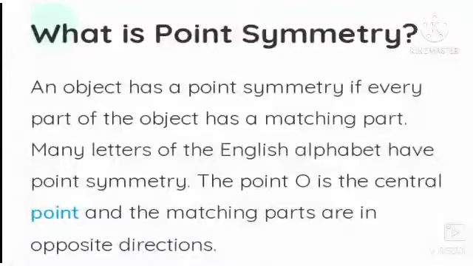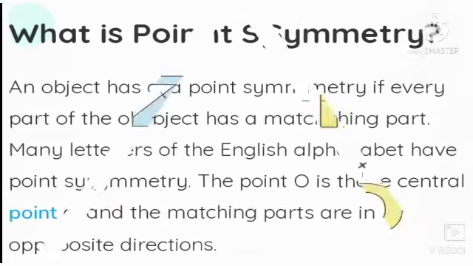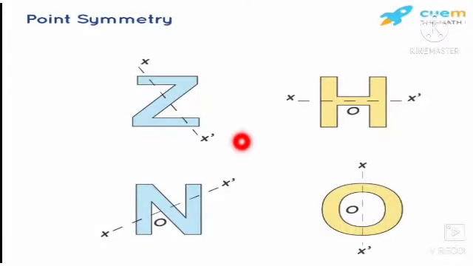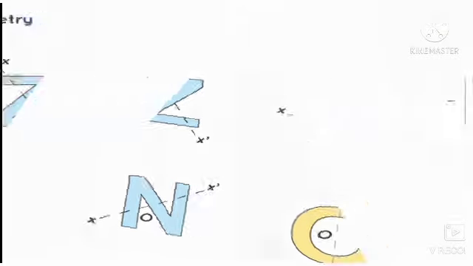What is point symmetry? Yes, let us see about point symmetry. An object has a point symmetry if every part of the object has a matching part. Many letters of the English alphabet have point symmetry. The point O is the central point and the matching parts are in opposite directions. Here O is the point of symmetry. The matching parts are in opposite directions.